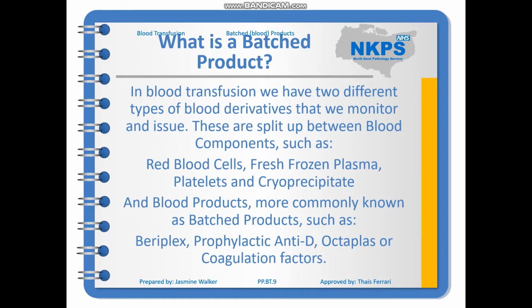So, blood transfusion, we have two different types of blood derivatives that we monitor and issue. These are split up between blood components such as red blood cells, fresh frozen plasma, platelets and cryoprecipitate, and blood products, more commonly known as batch products such as Beriplex, Prophylactic anti-D, Octaplas or other coagulation factors.